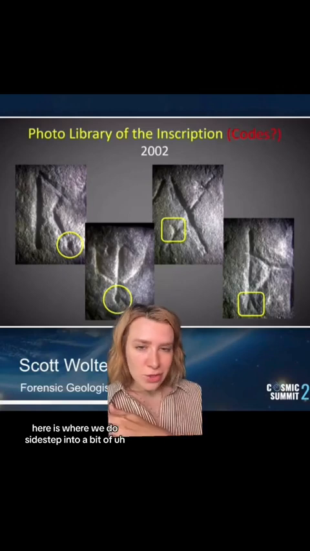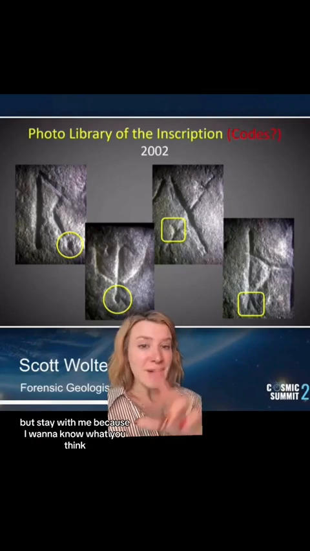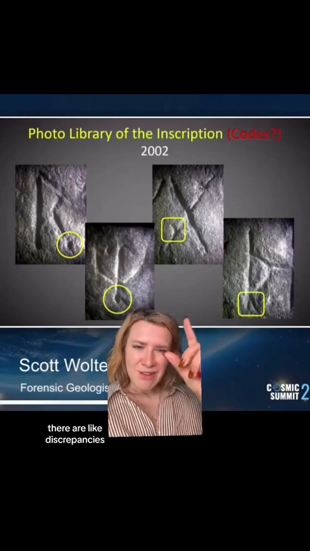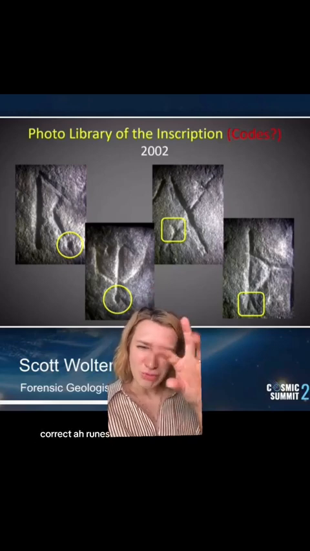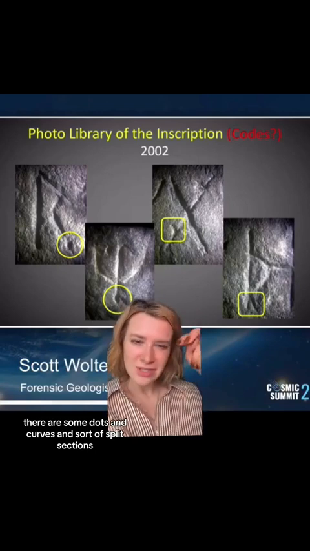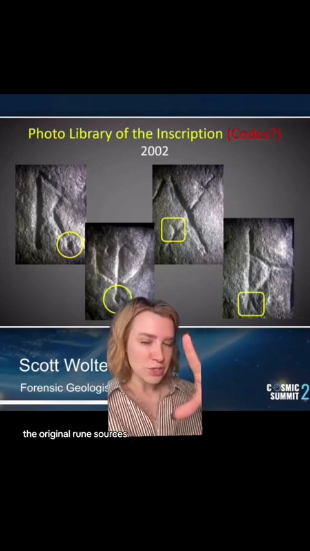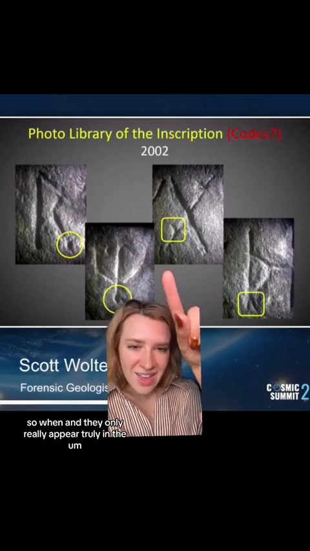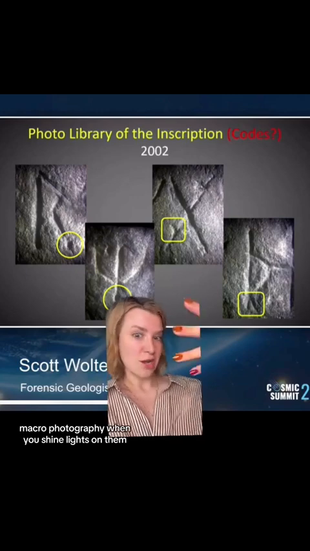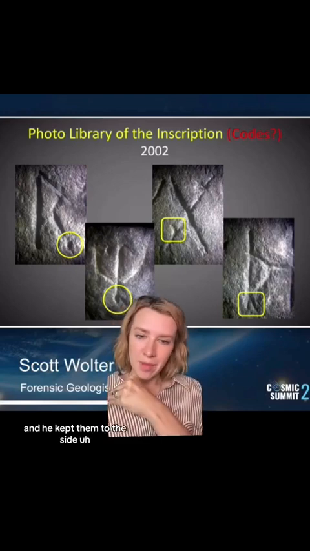Okay, now here is where we do sidestep into a bit of National Treasure-esque coding, but stay with me because I want to know what you think. On some of the particular runes, there are discrepancies. They're not correct runes. There are some dots and curves and split sections that don't appear in the original rune sources, and they only really appear in the specific macro photography when you shine lights on them. They're not immediately obvious. So Scott put them all in a little folder and kept them to the side.